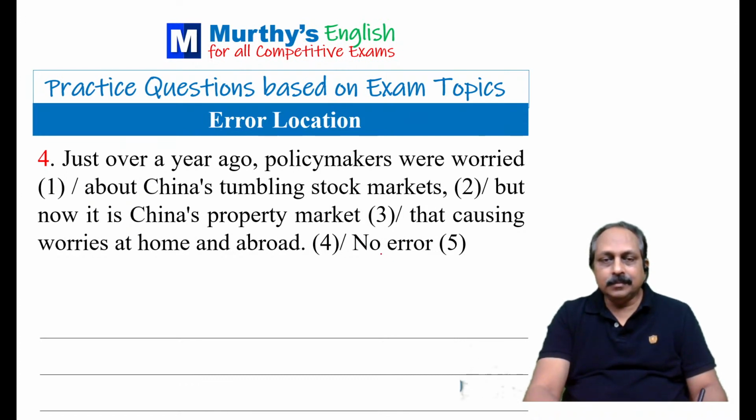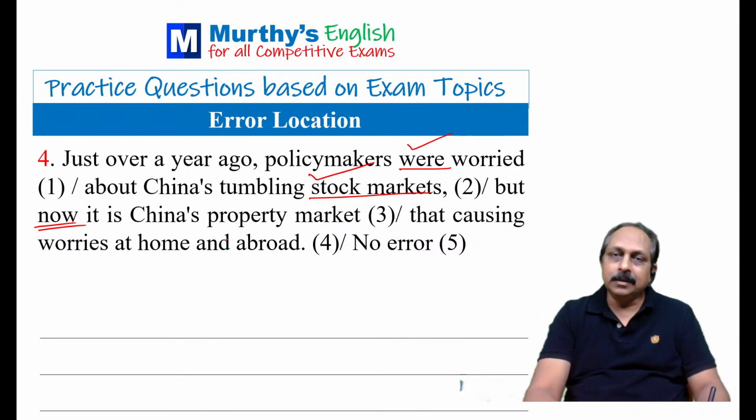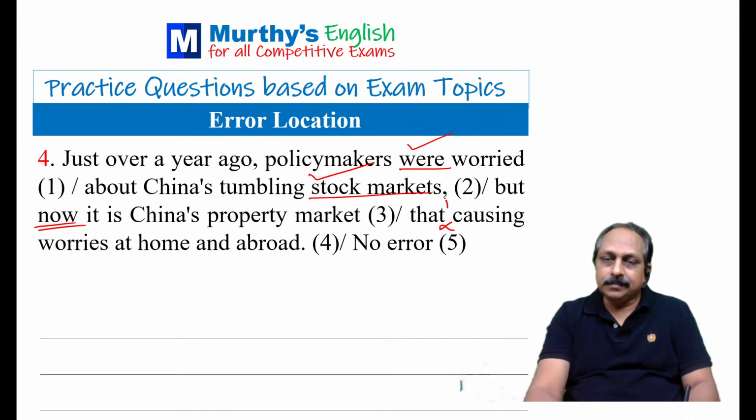Where is the error? Stock market? No, no. Was. Policymakers were worried. Nothing wrong with that. But now there's a clue for you. The word now goes with which tense? Just answer the question. The word now, at the moment, and also right now, these days, nowadays, goes with present continuous tense. Based on that, but now it is China's property market that is causing worries at home and abroad.